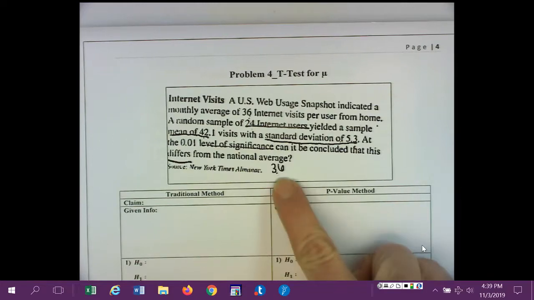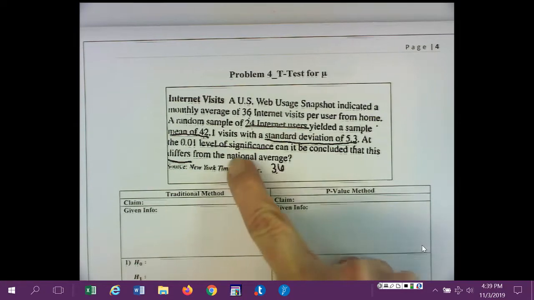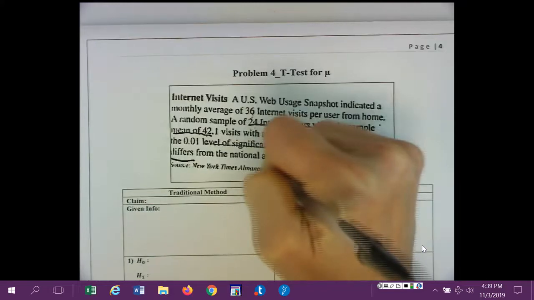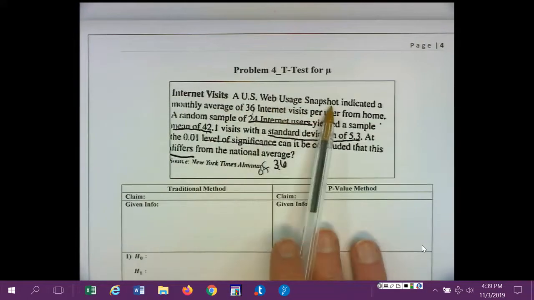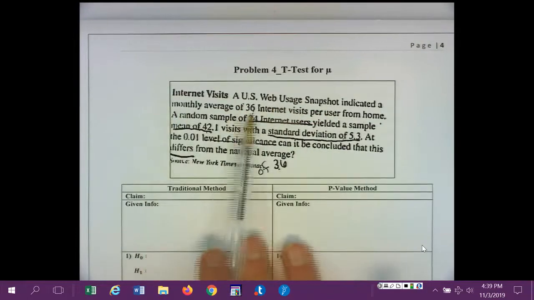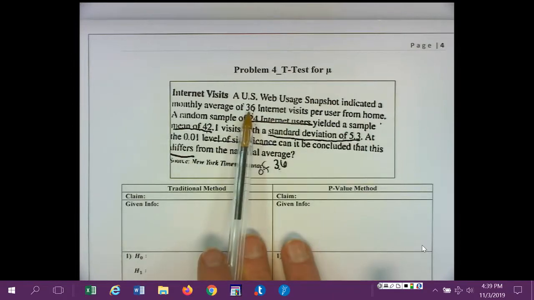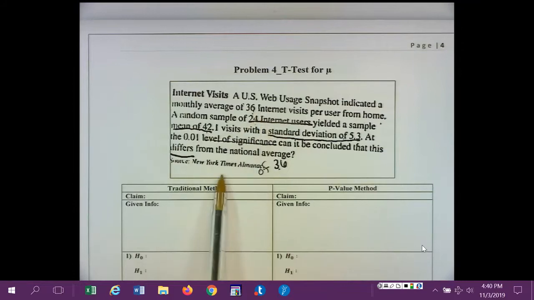And you see I put a 36 here because I feel like the problem where I found this problem from the textbook, they should have written from the national average of 36, because up here when they stated a US Web Usage Snapshot indicated a monthly average of 36 internet visits per user from home, they should have indicated that was a national average. They didn't indicate that this was a national average. So down here, when they said, can it be concluded that this differs from the national average of 36, they should have said of 36, so we could see the connection.